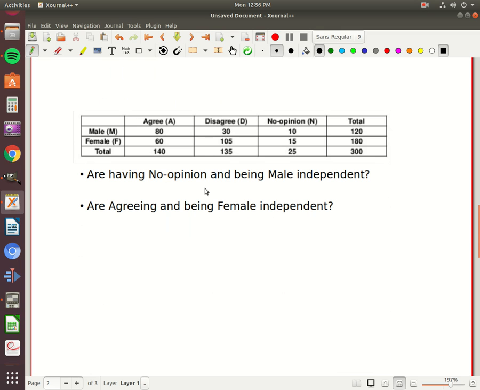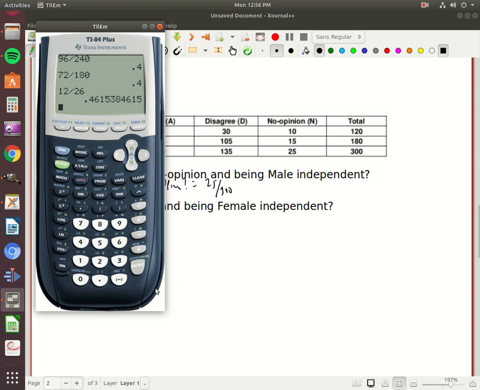So moving along, new data set again. It'd be great if you guys pause these and check your work. Are having no opinion and being male independent? So let's see here, what's going on? First of all, let's just say, hey everyone, do you have no opinion? 25 out of 300 have no opinion. So 25 out of 300 gives me 8%.